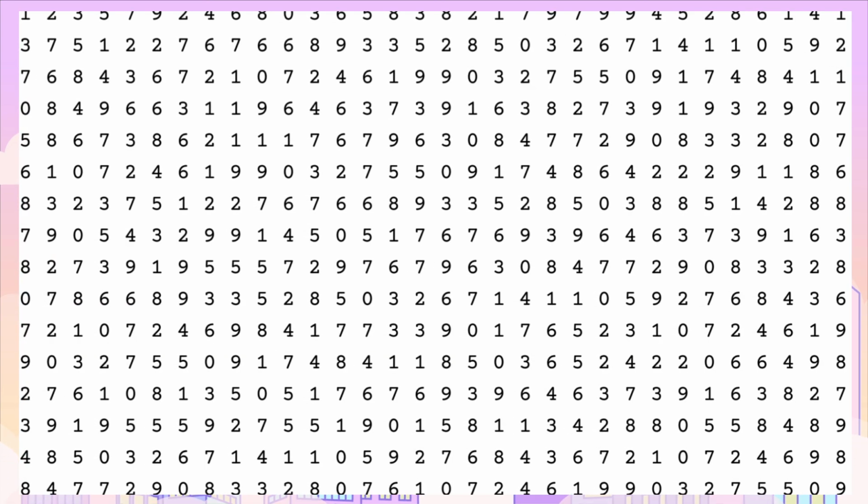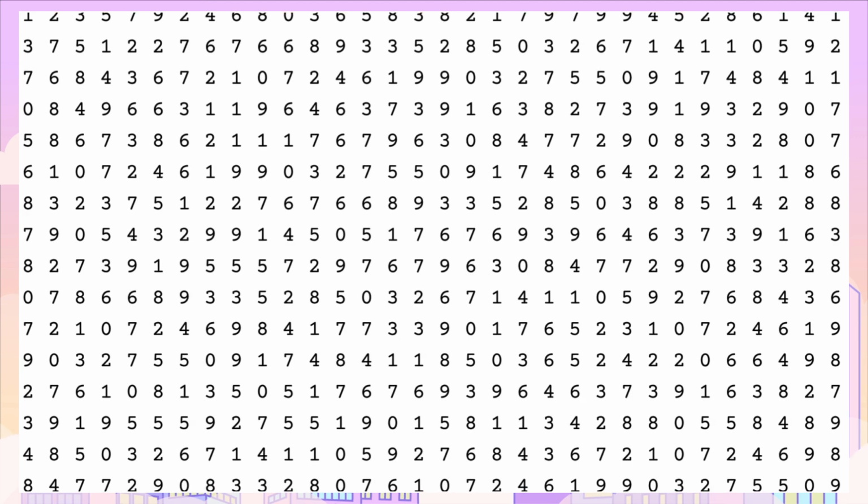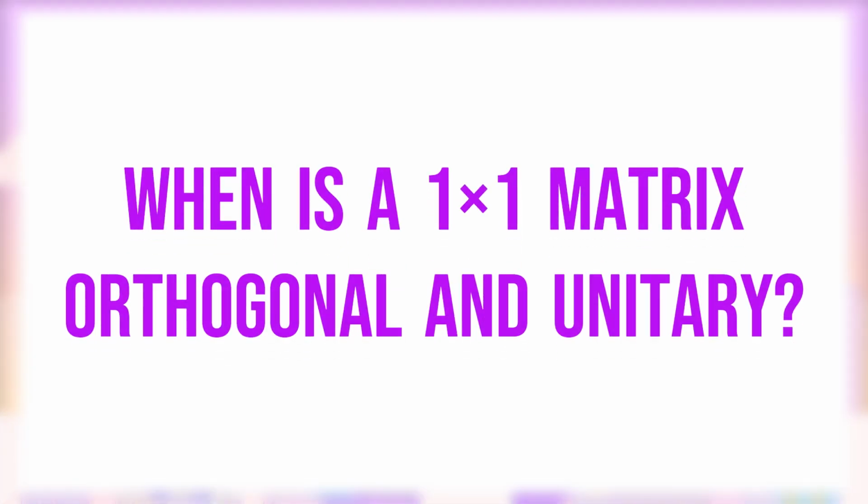What if I told you that some of the most powerful ideas in linear algebra come down to just a single number? No rows, no columns, just one cell. Orthogonal and unitary matrices are used to rotate, reflect, and preserve structure across multidimensional spaces. But how do they work when they shrink into the smallest form possible, a one-by-one matrix? What do they look like? What do they do? And why should we care?